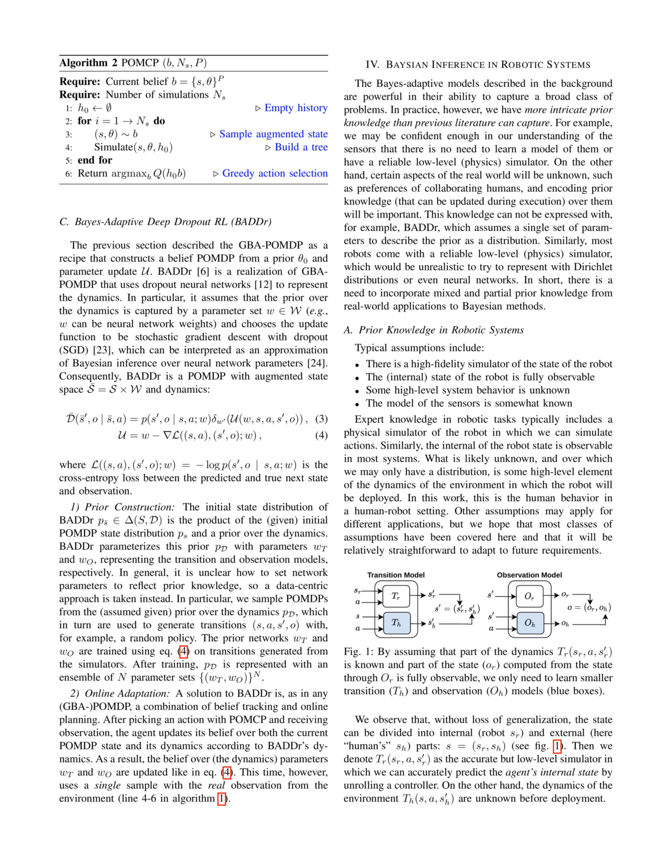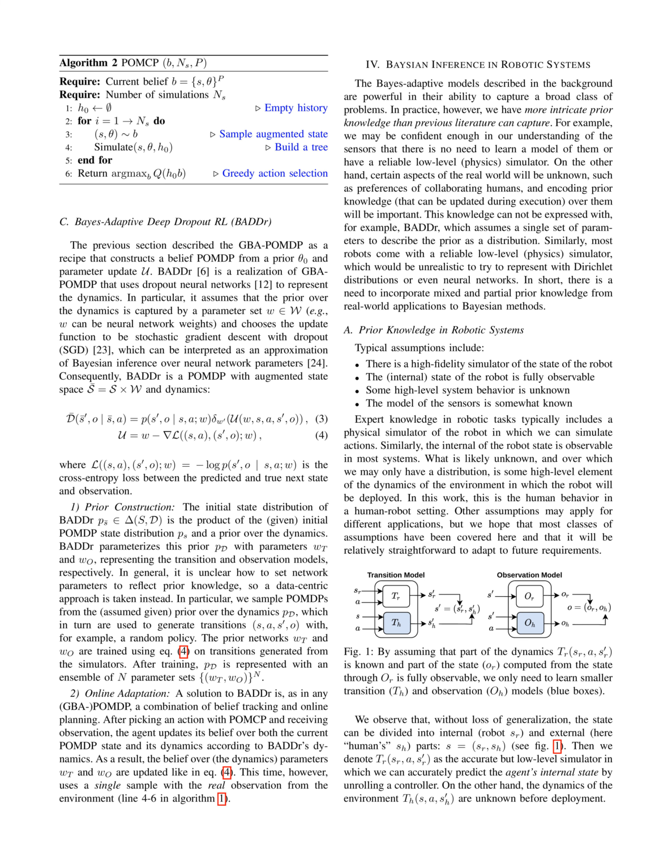Bayes Adaptive Deep Dropout RL. The previous section described the GBA-POMDP as a recipe that constructs a belief POMDP from a prior and a parameter update U. BADDR is a realization of GBA-POMDP that uses dropout neural networks to represent the dynamics. In particular, it assumes that the prior over the dynamics is captured by a parameter set W, i.e. neural network weights, and chooses the update function to be stochastic gradient descent with dropout, which can be interpreted as an approximation of Bayesian inference over neural network parameters.